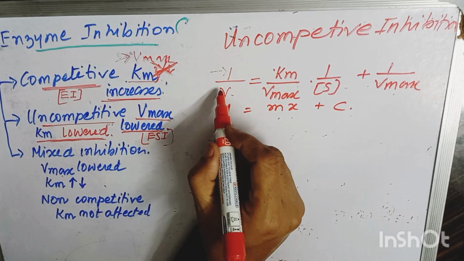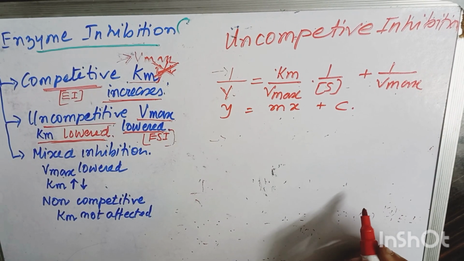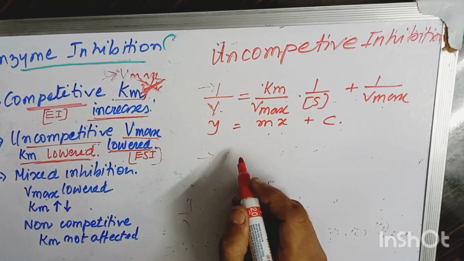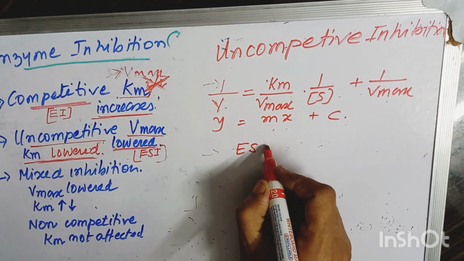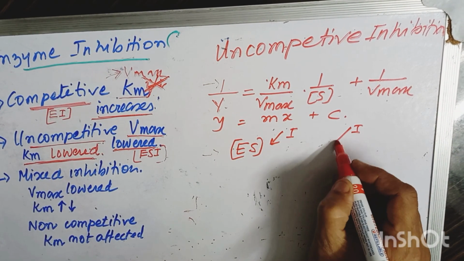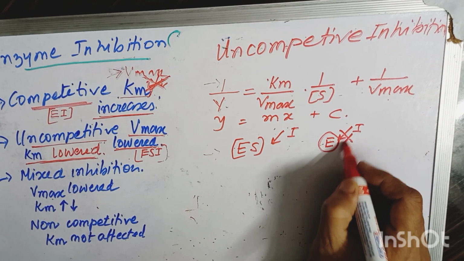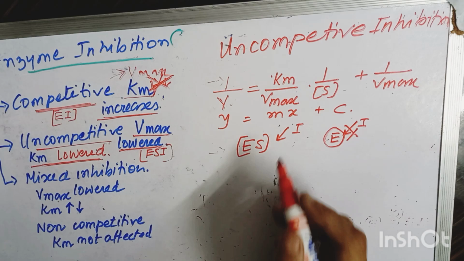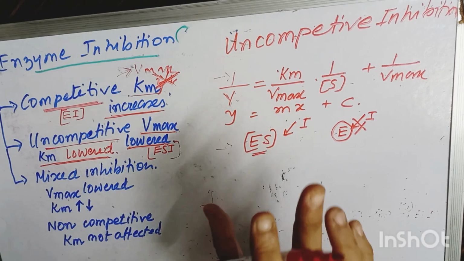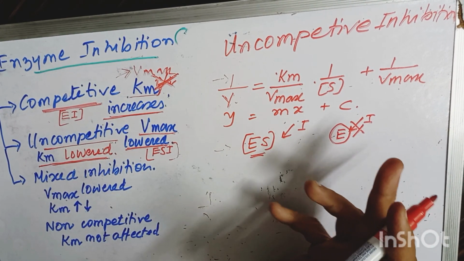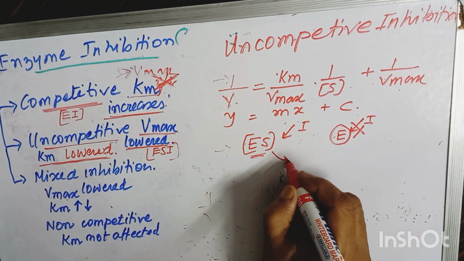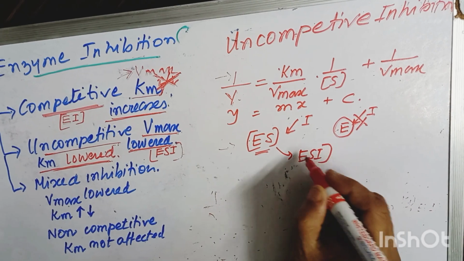Now, I just told you that this type of inhibition takes place at the enzyme substrate complex. The inhibitor only binds to the enzyme substrate complex. It will not bind to the free enzyme. Only when the enzyme binds to the substrate is there a structural change in the enzyme molecule, and that change allows the inhibitor to bind and form the ESI ternary complex.